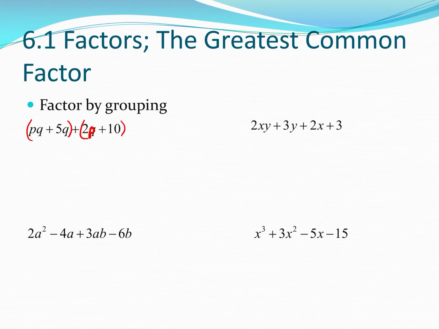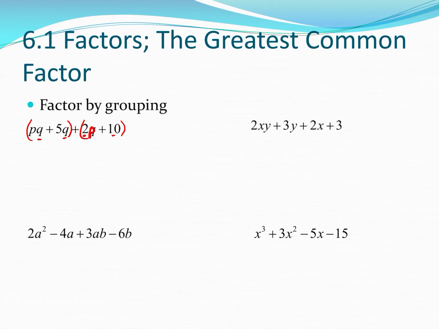Okay, typically there are 2 ways that you can group. There's one way you can't usually. And so in this case, grouping the first 2 and last 2 work, because if you group the first 2 terms, you'll notice they have a common factor of Q. If you group the last 2 terms, you'll notice that the 2 and the 10 have a common factor of 2. 2 goes into both of those.